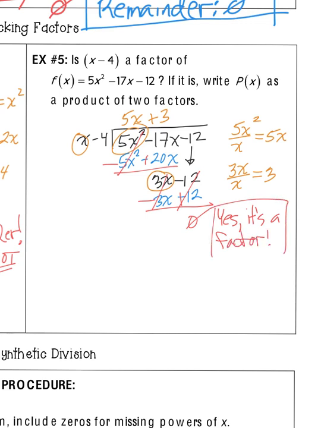So this is part of your answer. The other part of your answer is it says write it as a product of two factors. Remember, this times this equals this. So the rest of your answer looks like x minus 4 times 5x plus 3.